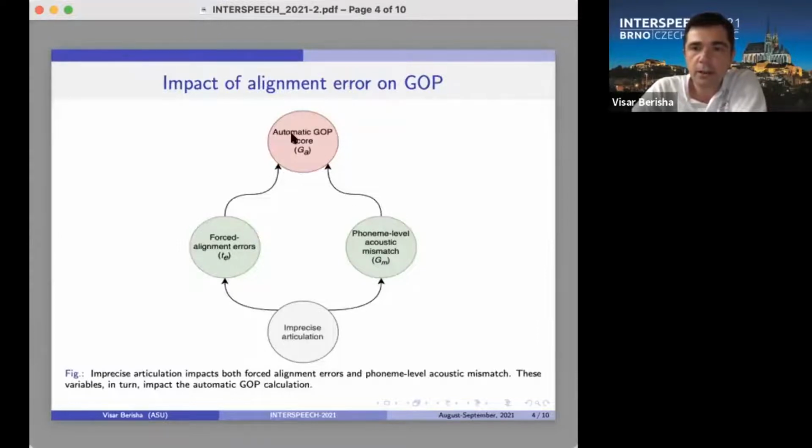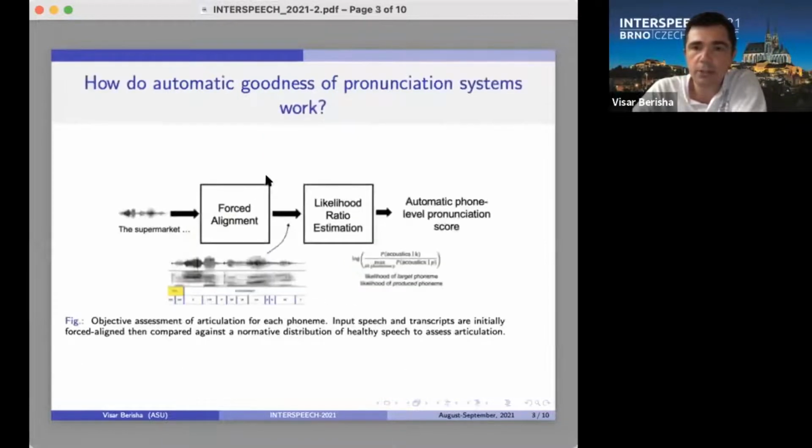The automatic GOP score is then the result of these two types of errors, right? The output of the system is impacted by errors in forced alignment, and by differences in acoustic deviation as measured by this likelihood ratio estimation.